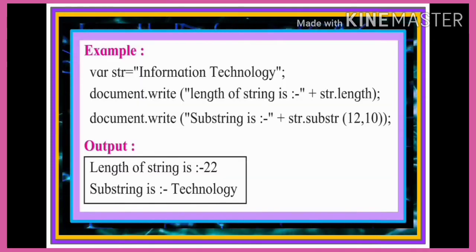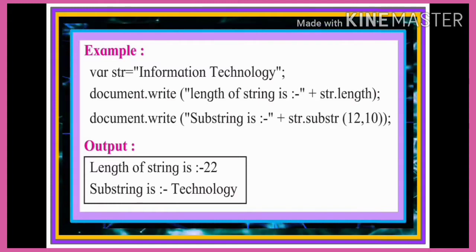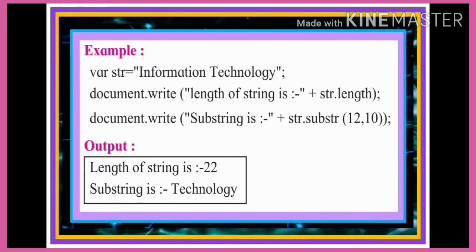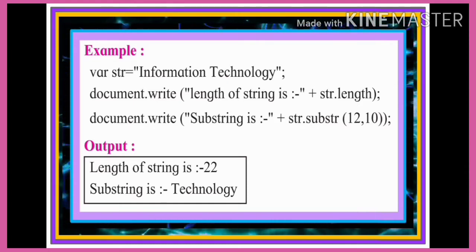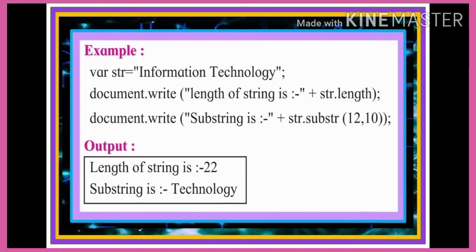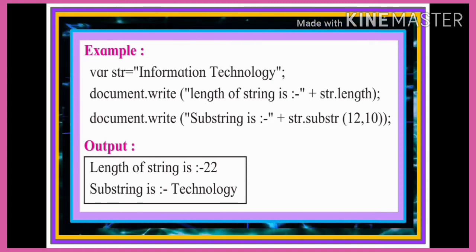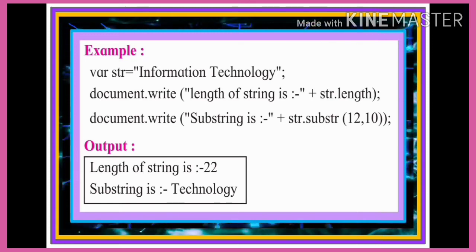Here is one example. Suppose there is one variable str having the string information technology, and if you write document.write with message "length of string is" in double quotes plus str.length, means if you use length property on the str variable or object, then it will return 22. The length of information technology string is 22. The output shows the length of string is 22.